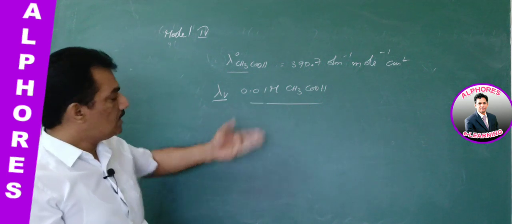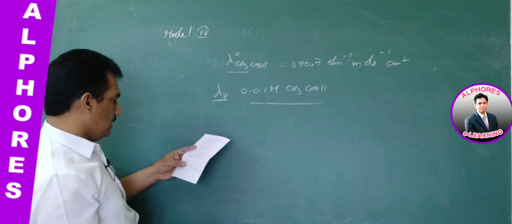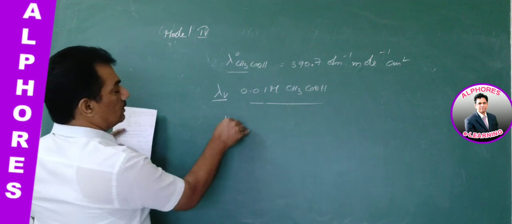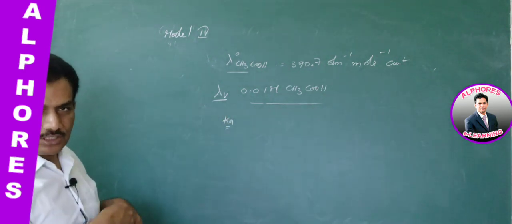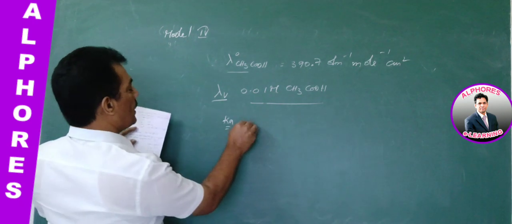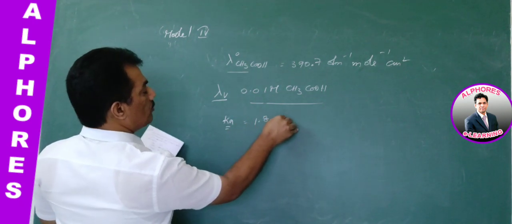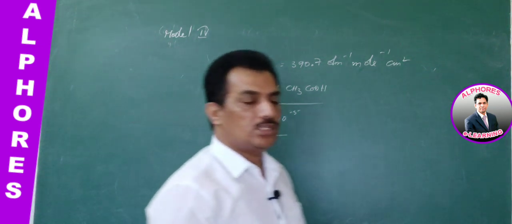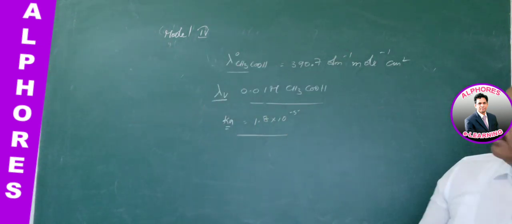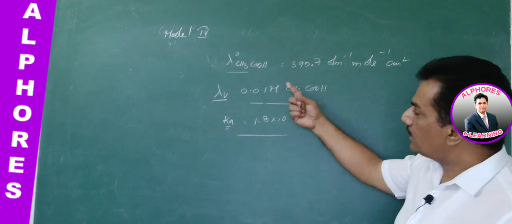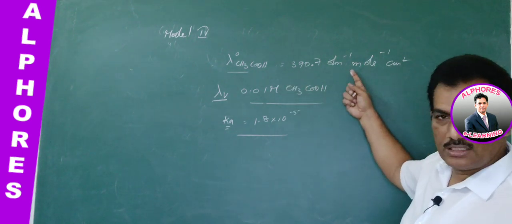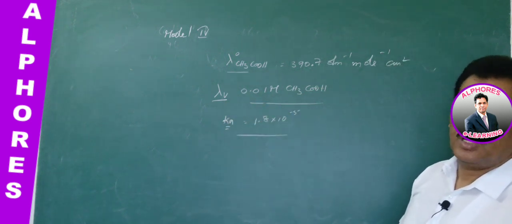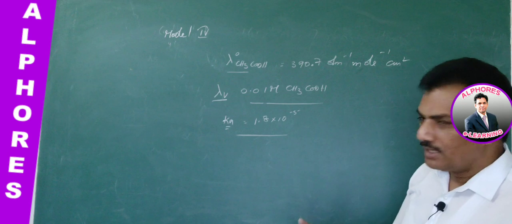And here the data they are providing is the Ka value, that is the dissociation constant of acetic acid. It is given as 1.8 into 10 to the power of minus 5. The dissociation constant is provided for the weak acid, and the conductance at infinite dilution for acetic acid is given, and now they are asking lambda V. I think you require some more.